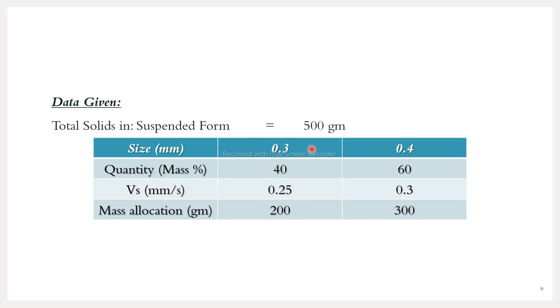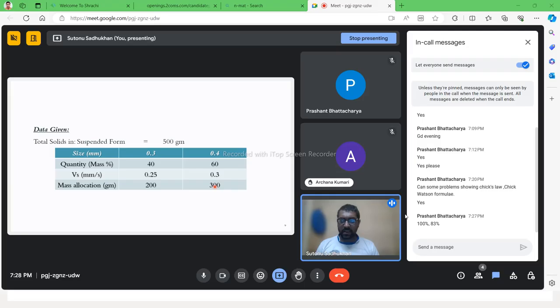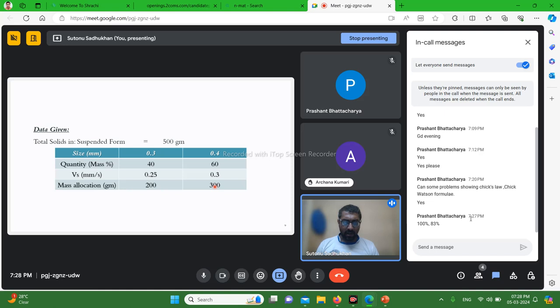So 0.3 millimeter sized particle is present in 200 gram mass, and 0.4 millimeter particle is present in 300 gram quantity. Hope this is clear. You have calculated 100% and 83%. Yes, so now this is the individual allocation, that is fine.